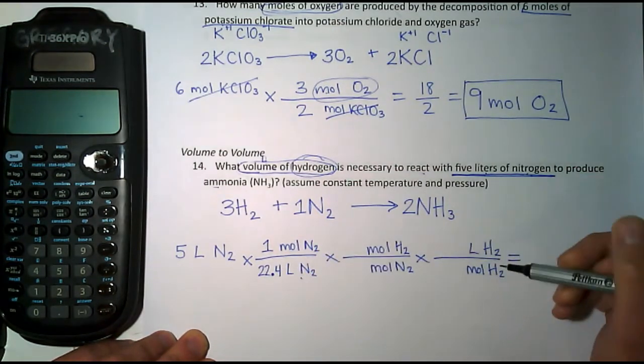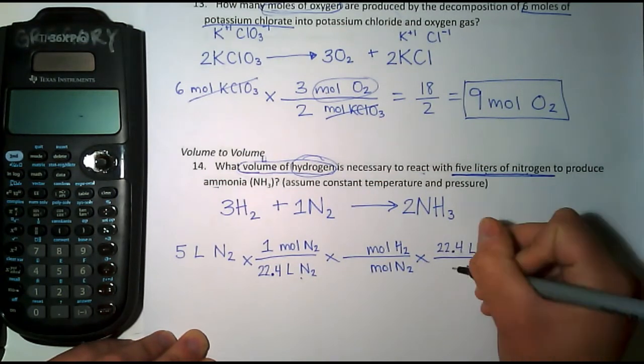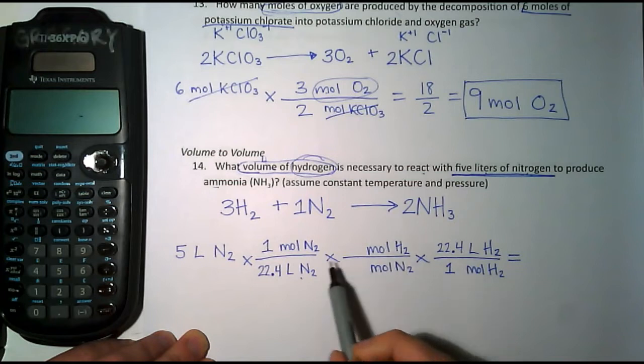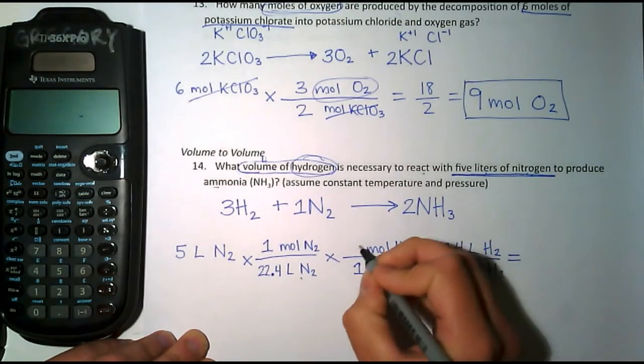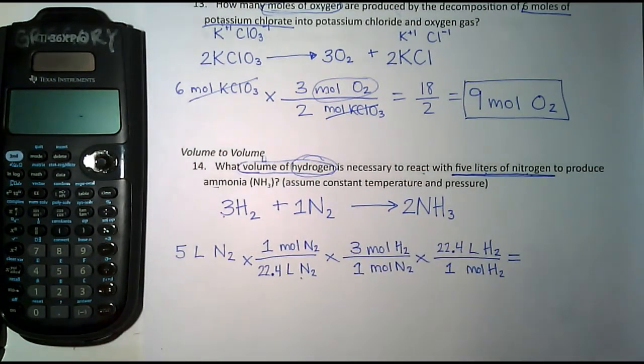So that also works here. We know that 22.4 liters is equal to 1 mole of a gas. So now we just need to look at our mole ratio to figure out how many moles of nitrogen are in my equation. That's 1. And how many moles of hydrogen are in my equation. That's 3. So we have all our numbers filled in.